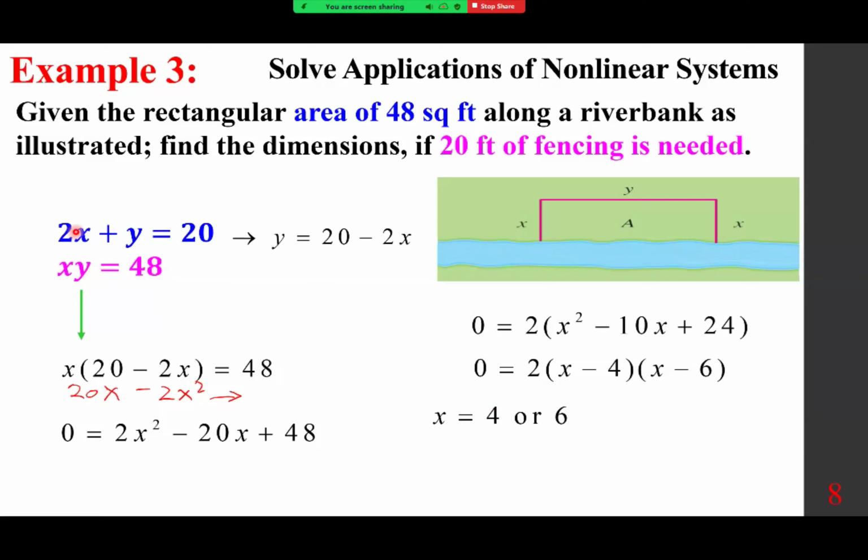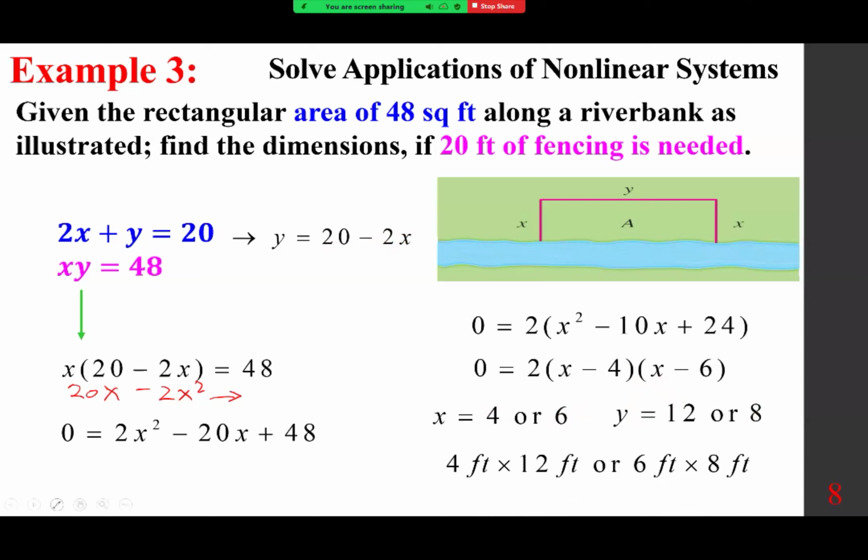If you put it into this one, 2 times 4 is 8, subtracted from 20 is 12. So for 4, we get 12. If you plug in 6 here, 6 times what number is 48? It's 8. If you put it here, 6 times 2 is 12, subtracted from 20, again 8. So there are two sets actually. It could be 4 along with 12 or 6 along with 8. That means 4 by 12, 6 by 8.